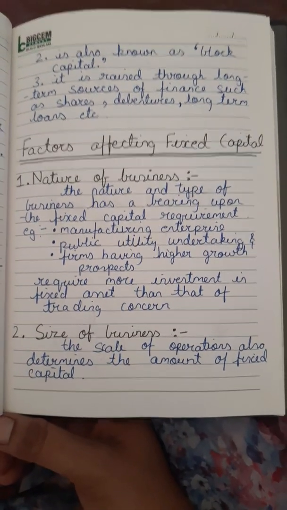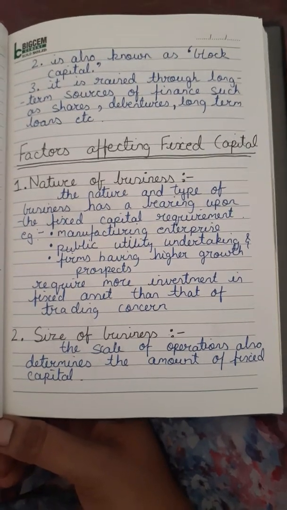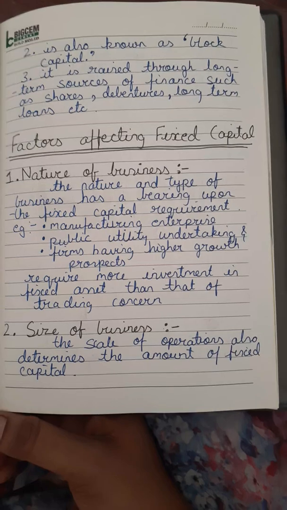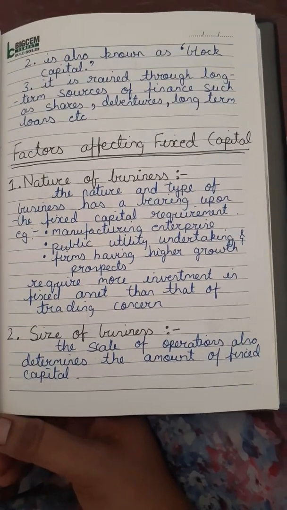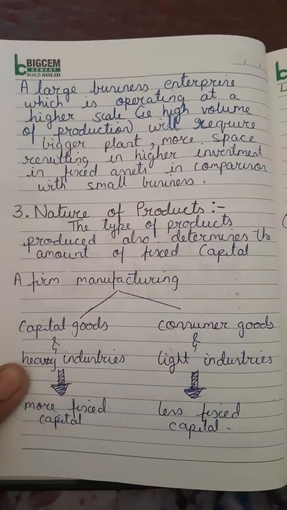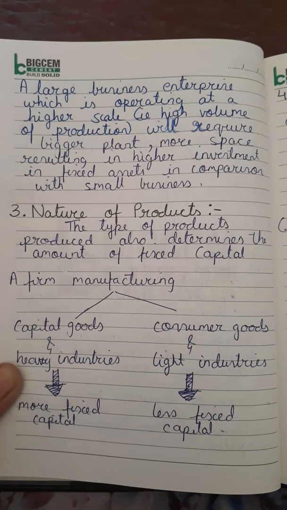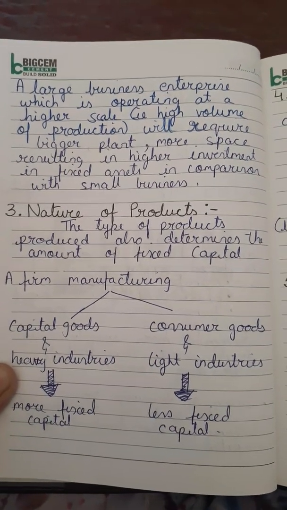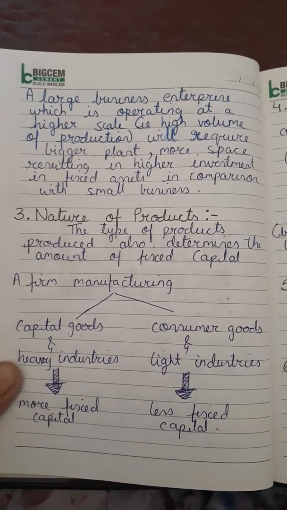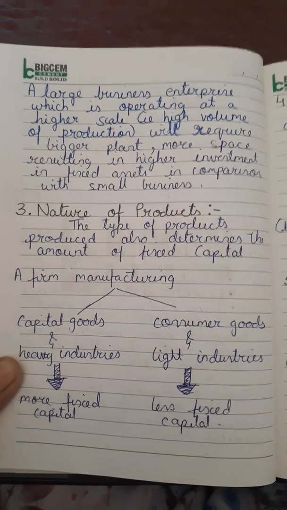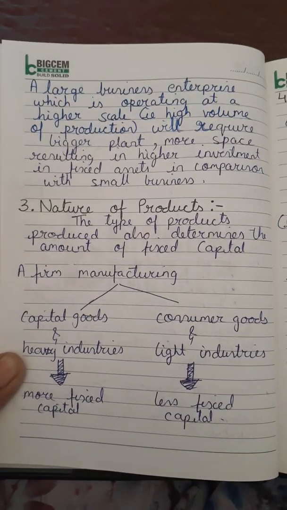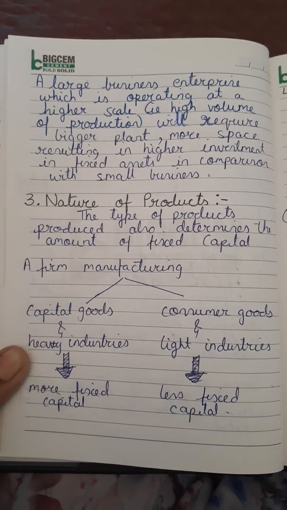Second is size of business. The scale of operations also determines the amount of fixed asset. Scale of operation means economies of scale. Thus, a large business enterprise which is operating at high scale, that is high volume of production, will require bigger plant, more space, resulting in higher investment in fixed asset in comparison with small business.